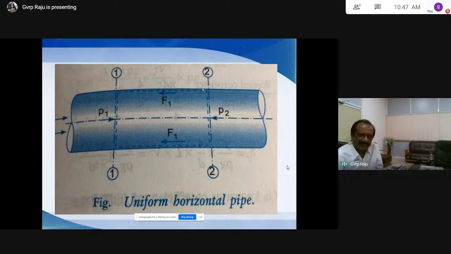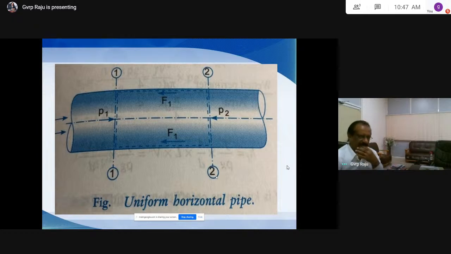Now take a uniform circular pipe. Uniform pipe means the diameters are the same. When the diameters are the same, obviously the velocities are the same. In the problem he normally mentions that the diameter is the same, which means you can take V1 and V2 as the same. For example, see here, as the diameter is the same, the velocities are the same. So V1 is equal to V2.